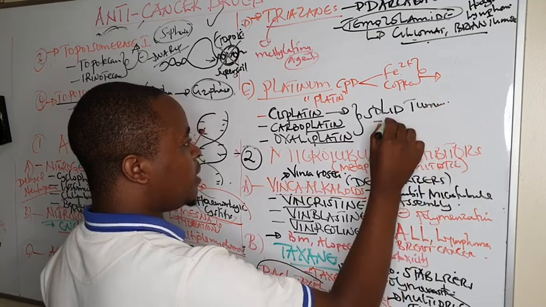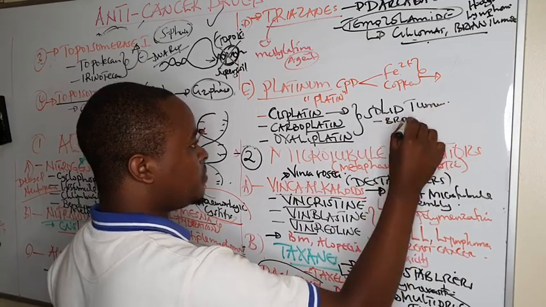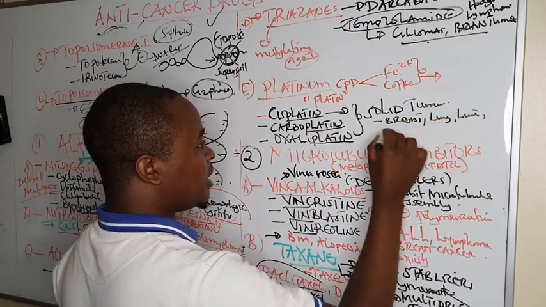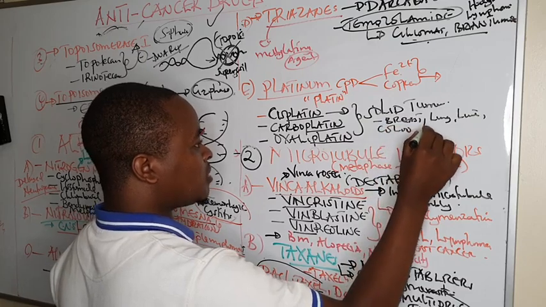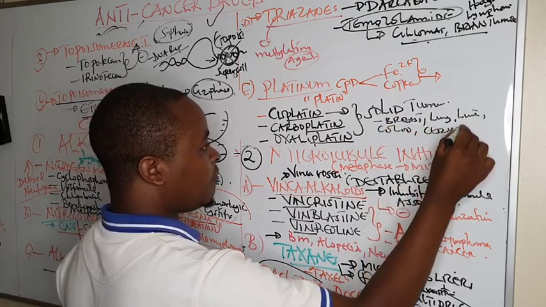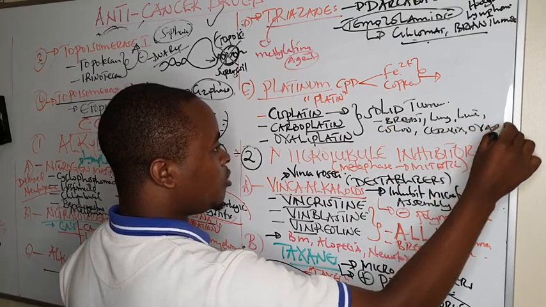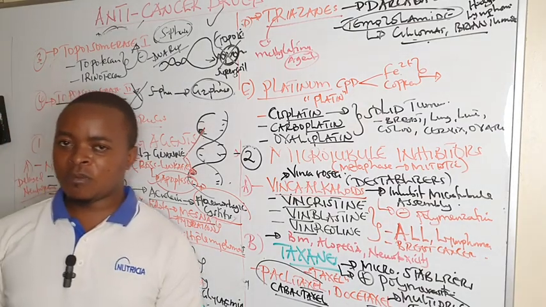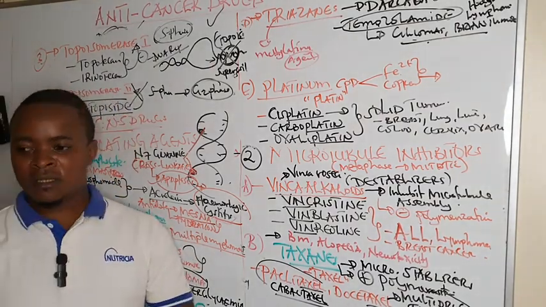Solid tumors can be breast tumor, it can be lung, it can be liver, it can be colon, it can be cervix, it can affect the ovary. All solid tumors, we can utilize these platinum compounds in their treatment.